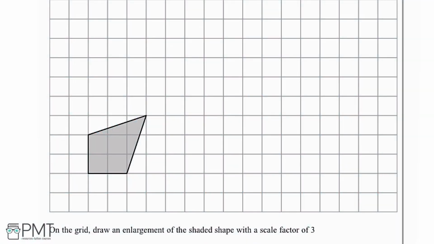On the grid, we need to draw an enlargement of the shaded shape with a scale factor of 3. If I look firstly at the bottom length here, this is 2. So on our enlarged shape, if we do 2 multiplied by 3, that's 6. So I'm going to start here. I'm going to go 1, 2, 3, 4, 5, 6. So that's our bottom length there.